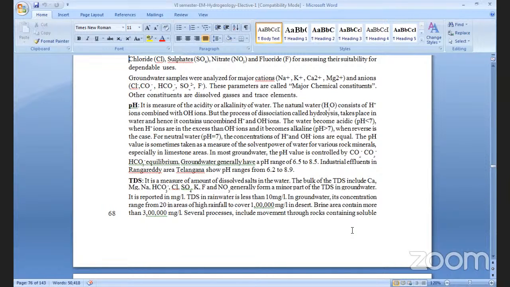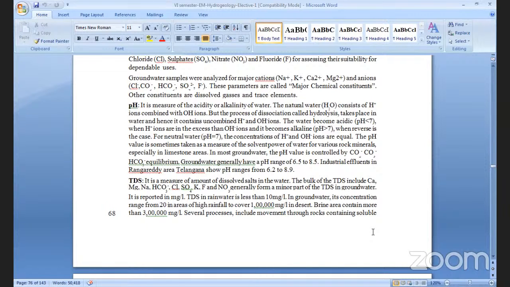The pH value is sometimes taken as a measurement of the solvent power of water for various rock minerals. Definitely, if you look at limestone areas particularly, limestone areas mostly contain carbon dioxide and carbonates, because CaCO3 will be there, so that is the reason. If Ca dissociates, then automatically carbonates or carbon dioxide will be formed.